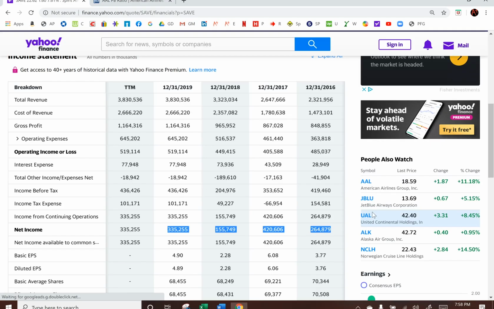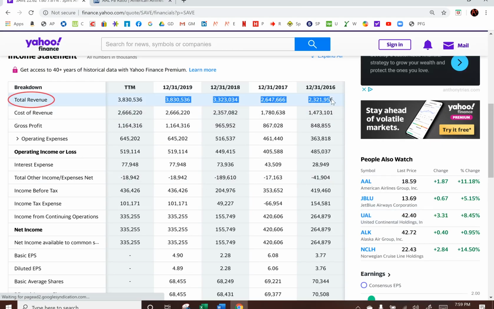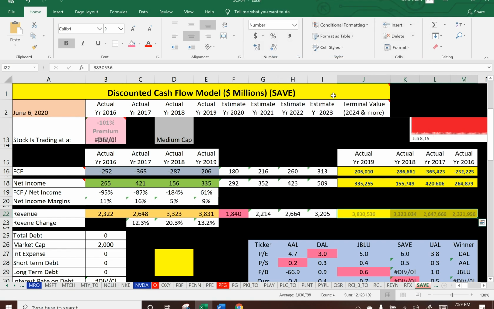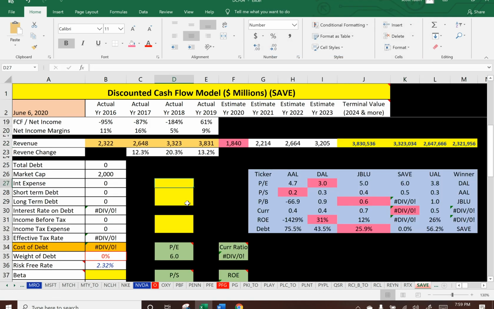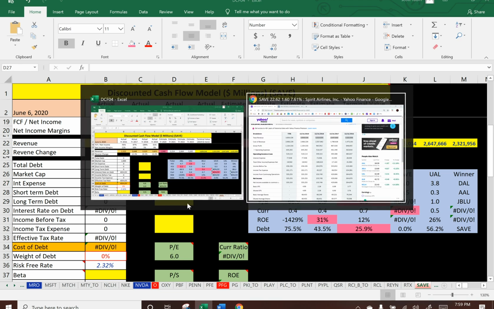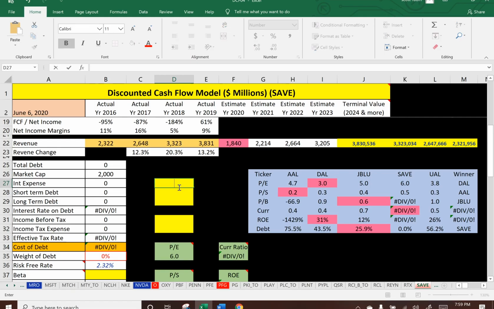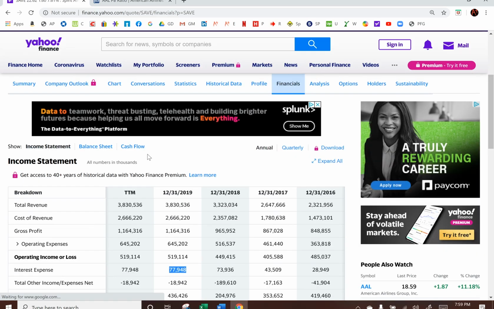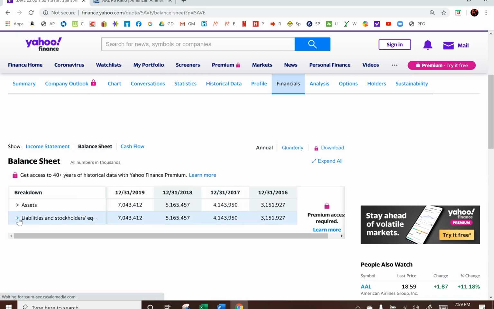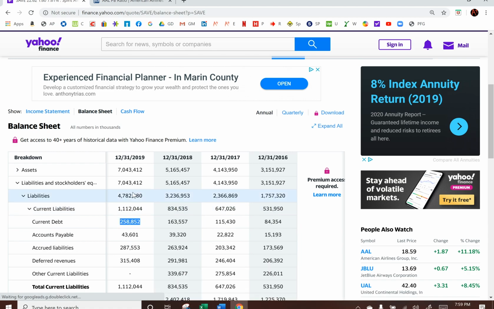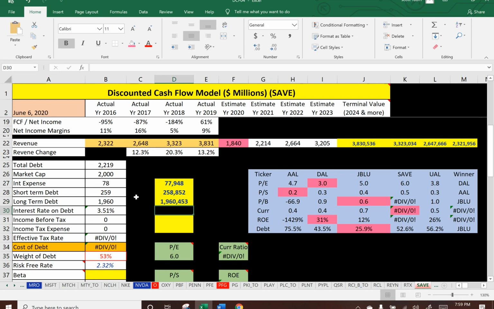Let's get the revenue, and we'll put that into the model. And now we need the capital structure of Spirit so we know what to discount the future cash flows by. So the interest they pay on the debt is $77 million, and let's see how much debt they have. So current debt is $258 million. And non-current debt is $2 billion.